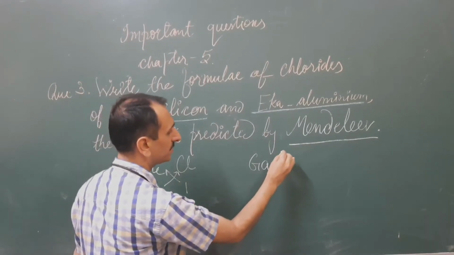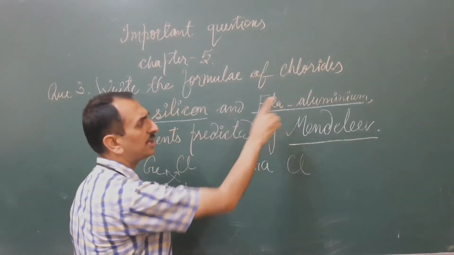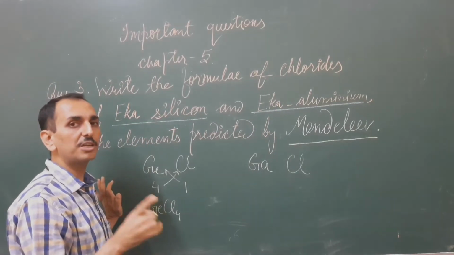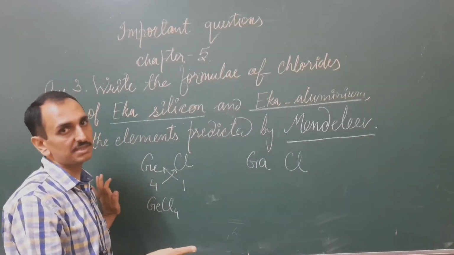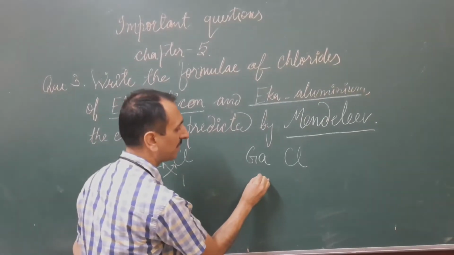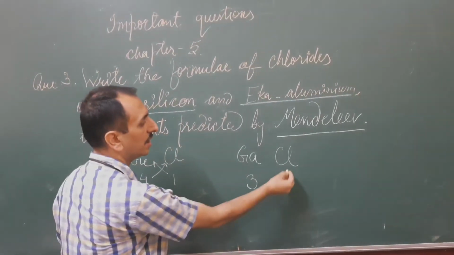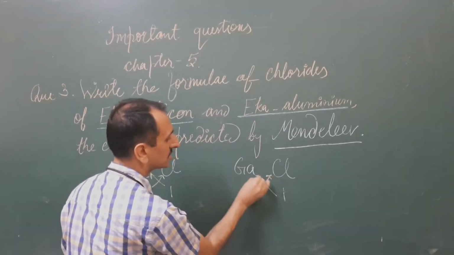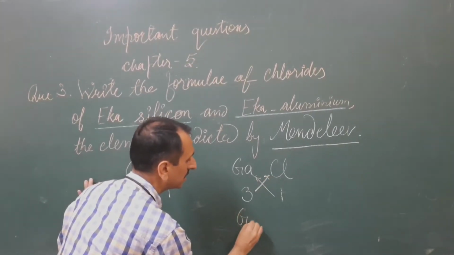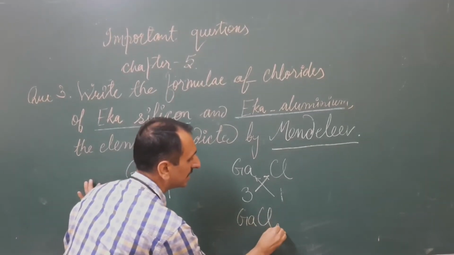That of Eka aluminium, the predicted element, replaced with gallium. Its formula will be: aluminium has atomic number 13, configuration 2,8,3, valency is 3. So gallium has the same valency in the same group, chloride ion 1, crisscross, formula is GaCl3.